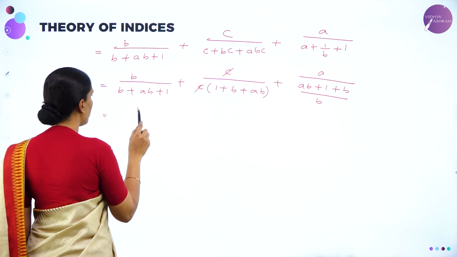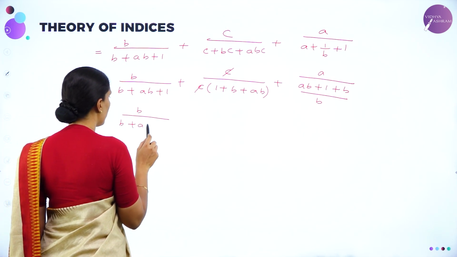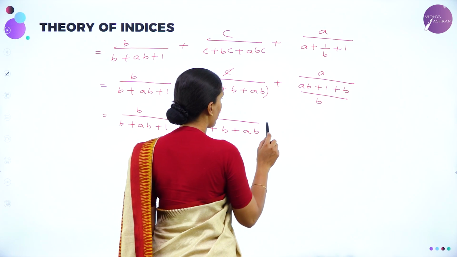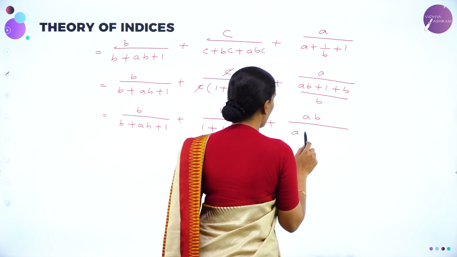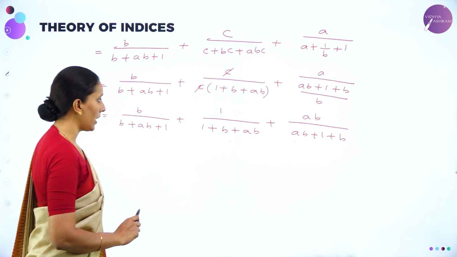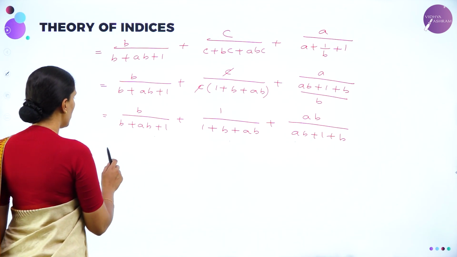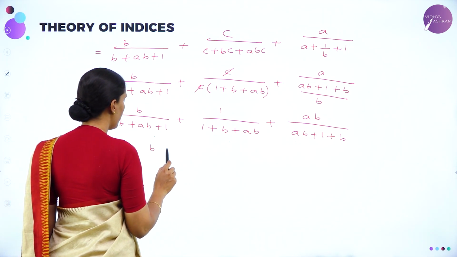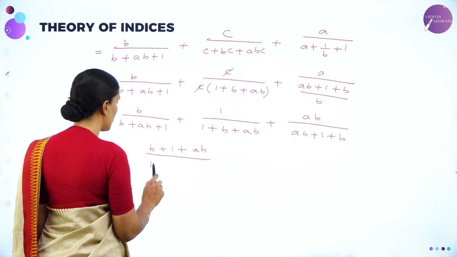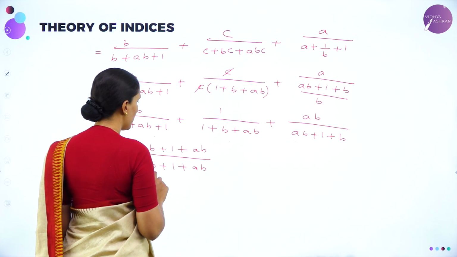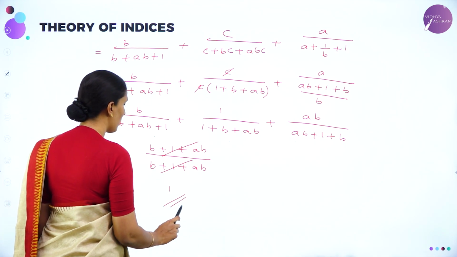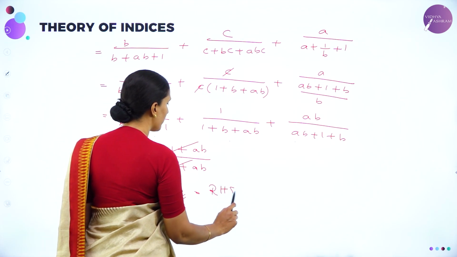We can cancel c here and we can multiply b to the numerator. So we are left with b divided by b plus ab plus 1, 1 divided by 1 plus b plus ab, ab divided by ab plus 1 plus b. In all the three terms, we have a common denominator 1 plus b plus ab. So we can add the numerators directly, b plus 1 plus ab. So the denominator can also be written as b plus 1 plus ab. So the same value in the numerator and denominator gets cancelled. The value is 1. So that is equal to the right hand side.